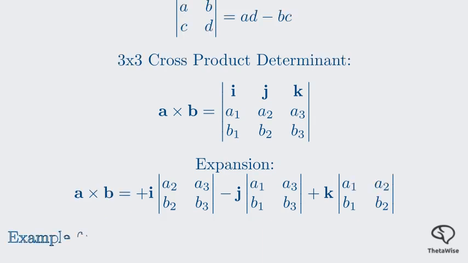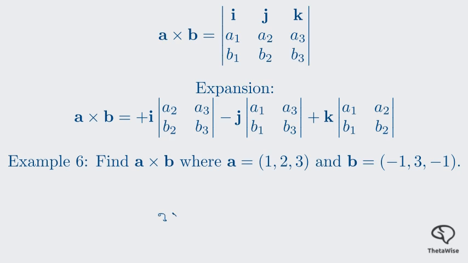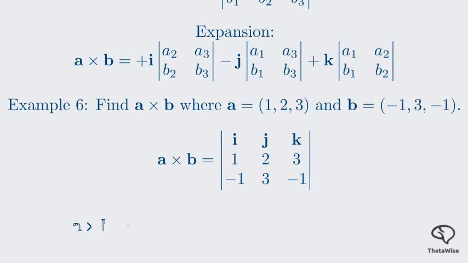We'll find the cross product of A equals (1, 2, 3) and B equals (1, 3, 1) from our earlier exercise. First, we set up the determinant with i, j, k in the top row, the components of A in the second row, and the components of B in the third row. Now we expand. For the i component, we cover its column and row. The determinant is of the remaining matrix, 2, 3 over 3, 1.